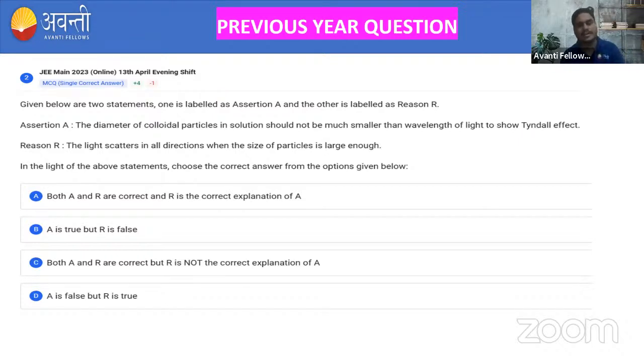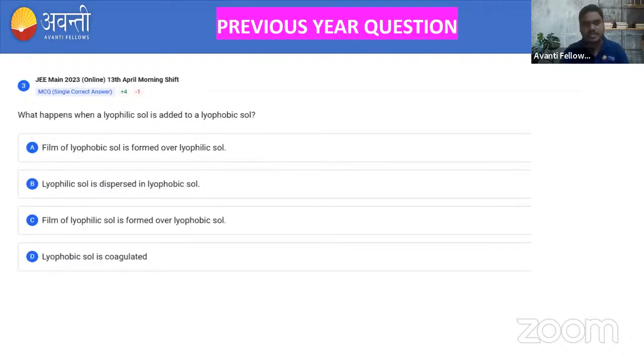Let me discuss the assertion first. The assertion is very much correct, beta, because the diameter of the colloidal particle in solution should not be much smaller than the wavelength of the light. If they are smaller than the wavelength of the light, then they do not show the Tyndall effect. So the diameter of the colloidal particle must be bigger than the wavelength of light to show the Tyndall effect. So the assertion is absolutely correct. What about the reason? The reason is the correct explanation of the assertion: the light is scattered in all directions when the size of the particle is large enough. So both assertion and reason are correct, and the reason is the correct explanation of the assertion. This question is from the optical properties of colloidal particles.